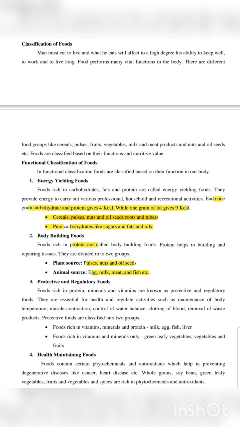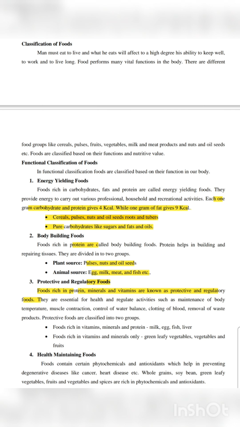Next we move towards protective and regulatory foods, foods which perform the basic necessary functions in our body for the protection and regulation of our different organs and body systems. We need all these foods. So foods rich in protein, minerals and vitamins are known as protective and regulatory foods.